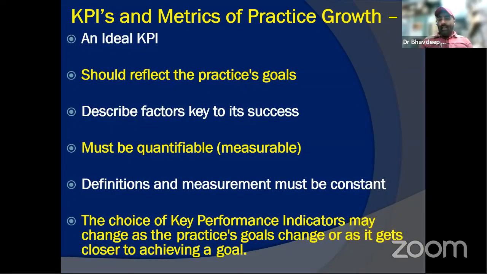So what should an ideal KPI be like? It should reflect your practice goals. I want to double my OPD in 6 months. I want to double my revenue in 12 months. I want to have at least 20 new patients each week, whereas I'm having currently 5 new each week. So these are the kind of goals. If the benchmark is good or the KPIs are good, they can actually reflect the practice goals.